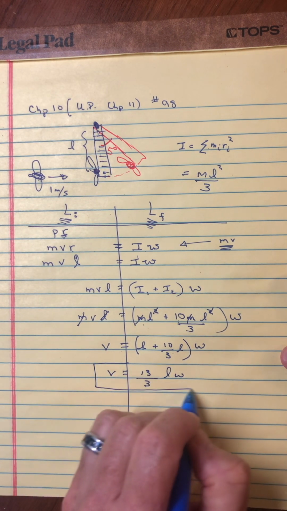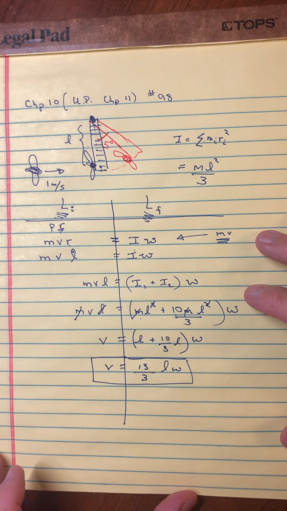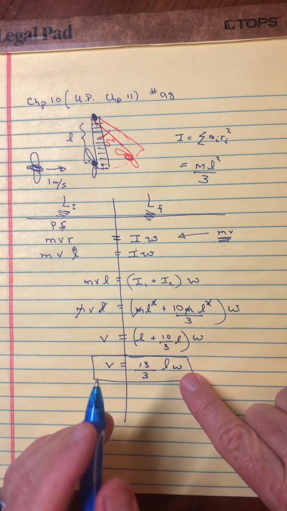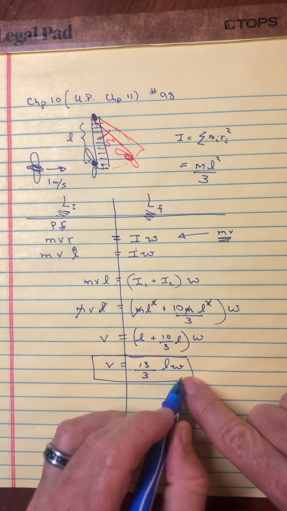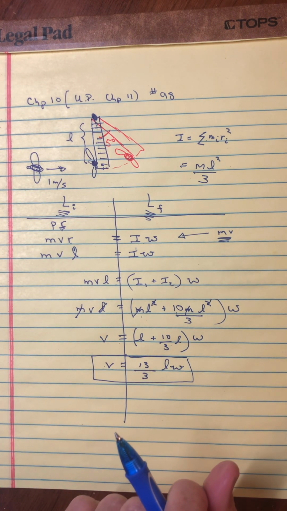So under these conditions, I have a relationship between the speed of the bug and how much angular speed it's going to have after the collision. Of course, then it depends on the length of that rod. Okay?